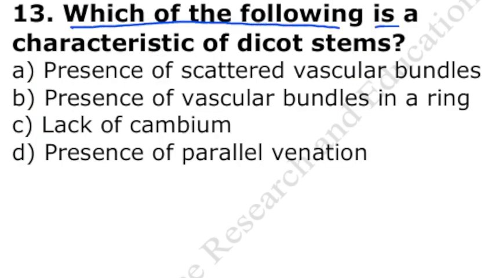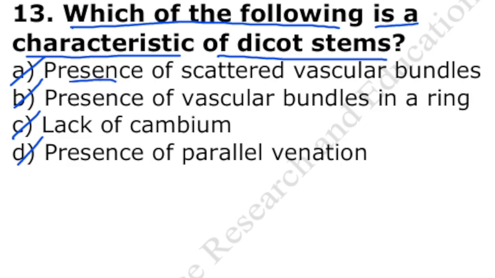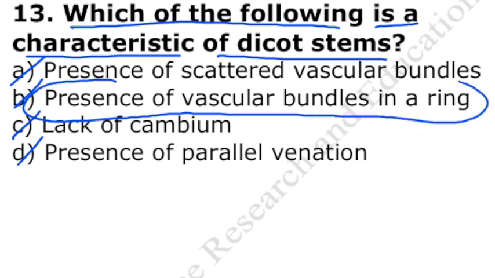Which of the following is a characteristic of dicot stem? Presence of scattered vascular bundles, presence of vascular bundles in a ring, lack of cambium, presence of parallel venation. So among them the characteristic feature of dicot stem is the presence of vascular bundles in a ring. That is the characteristic of a dicot stem.